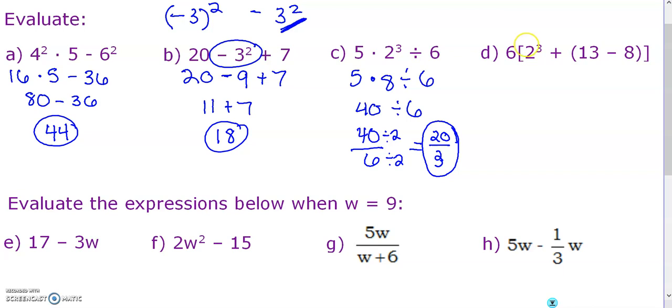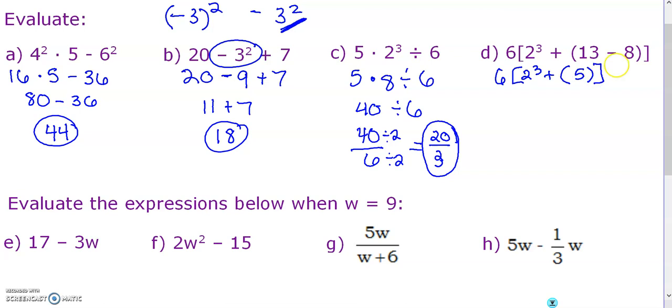I've got some parentheses now and brackets. So when you're working with 2 sets of grouping symbols, you always work on the inside first. So I have 6, and then I have 2 to the third plus, in parentheses, 13 minus 8. That's what we're going to do first. 13 minus 8 is 5.